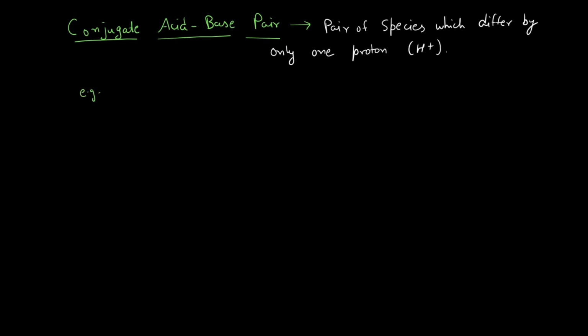For example, we have HCl dissociating to give H plus and Cl negative. So this is an acid and its conjugate is a base. So HCl is an acid and this is its conjugate base. You see this Cl negative differs from HCl by only one proton. So our pair is HCl and Cl negative. This is our conjugate acid-base pair.